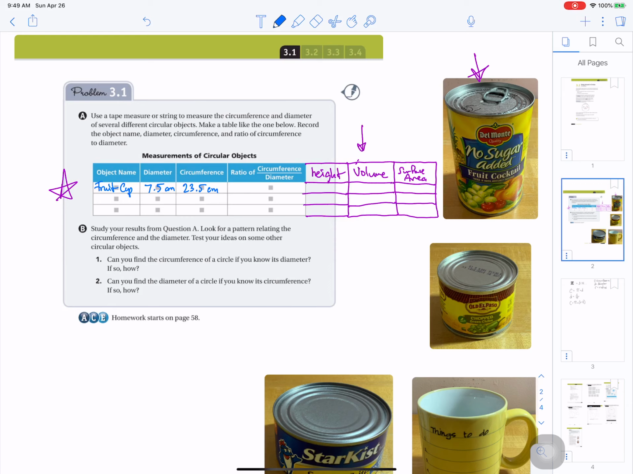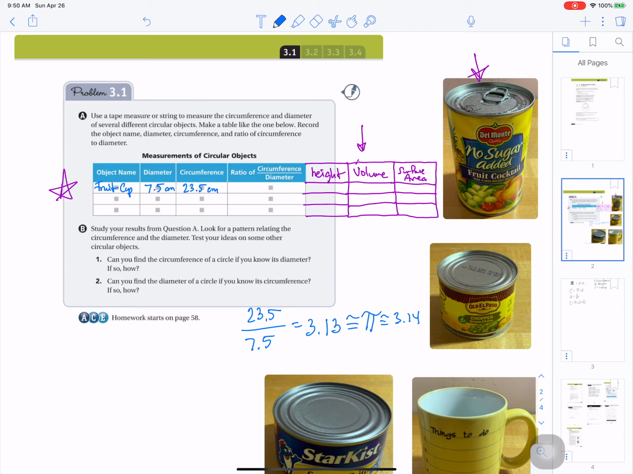And the ratio of circumference to diameter. So basically that is if I take my circumference of 23.5 and I divide it by my diameter, 7.5, I'd get an answer. And in this case, I believe my answer was about 3.13. Now, if you can probably guess it, this answer should be as close to pi as possible, or in other words, as close to 3.14 as possible. So you'll see as you measure things, how close to pi are you?